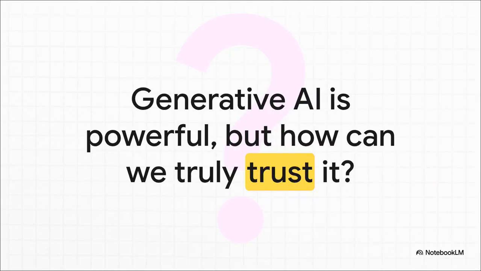Look, generative AI is incredible. We've all played with it. But let's be honest, we've also seen it get things spectacularly wrong. And that brings up a really important question. How can we build AI systems that we can genuinely trust with important stuff? That's the challenge we're diving into.